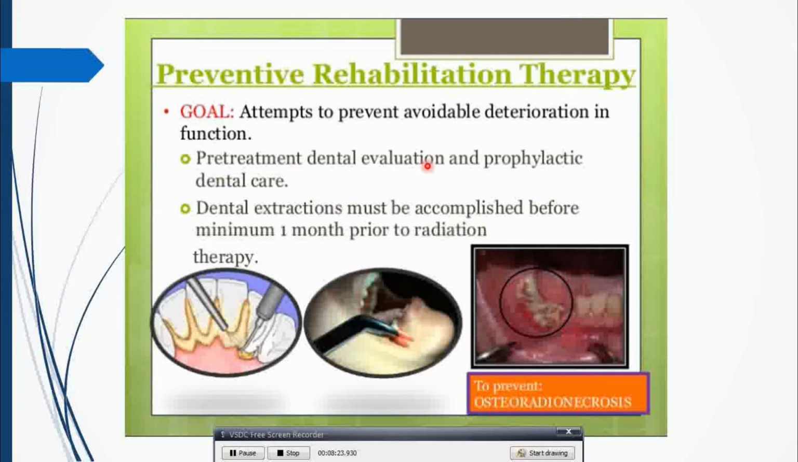For example, pre-treatment dental evaluation, dental care, and dental extraction accomplished a minimum of 1 month prior to radiation therapy. This is, for example, if a person has serious cancer, such as oral cancer or mouth cancer, they will have to do this pre-treatment. So at the first stage we try to prevent as much as we can, so that the situation will not become much more critical. So this is the first dental extraction process shown in the figures.